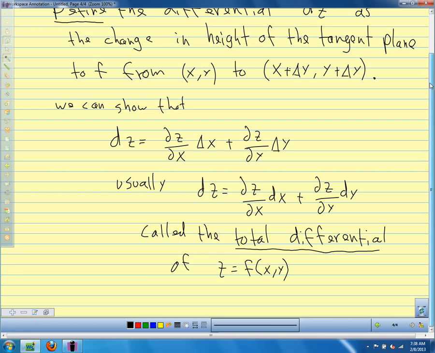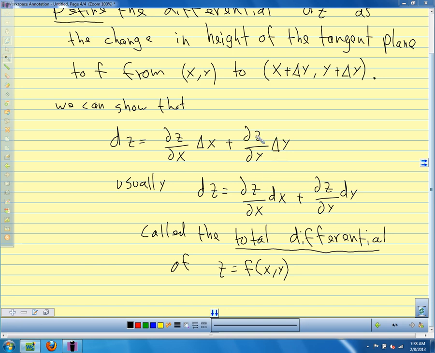At a particular point x, y, the partial with respect to x and the partial with respect to y is just a number. So this total differential is a linear function of delta x and delta y. So this is a linear approximation to the increment delta z at a particular point. The total differential gives us a linear approximation to the change in the surface at a particular point.